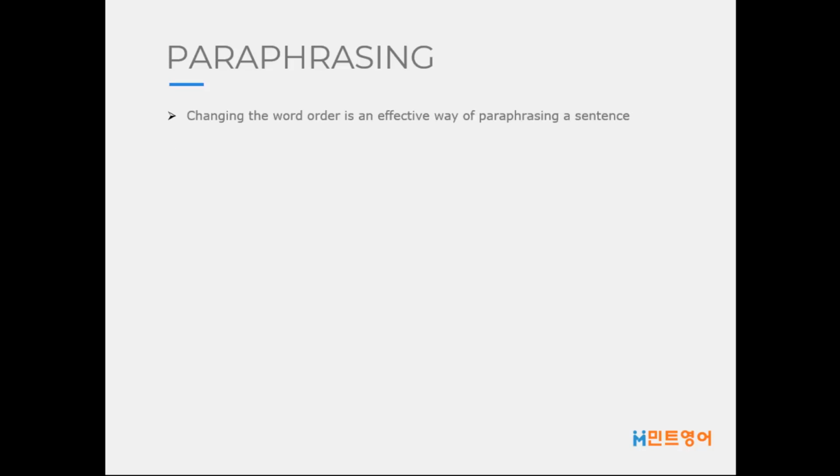Changing the word order is an effective way of paraphrasing a sentence, but the change in order should be grammatically correct. It may require adding or removing a word or changing the word form. It is important, though, not to change the word order if you're not completely sure.